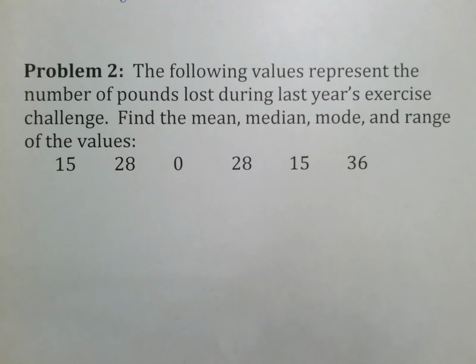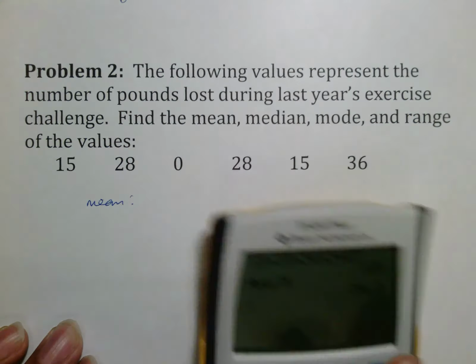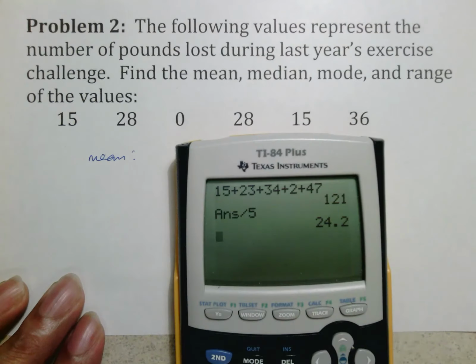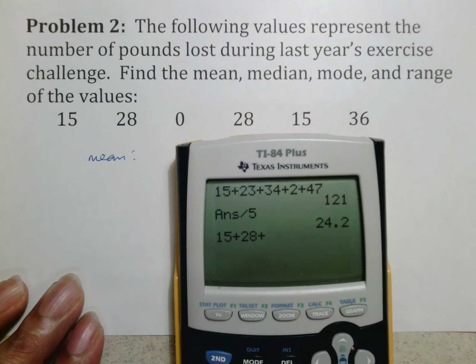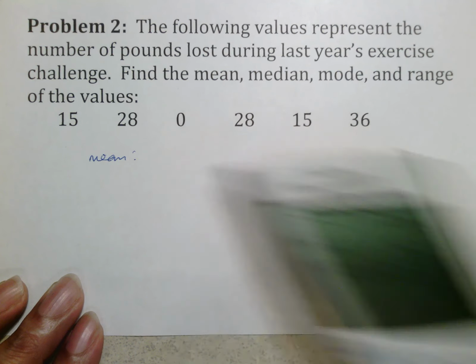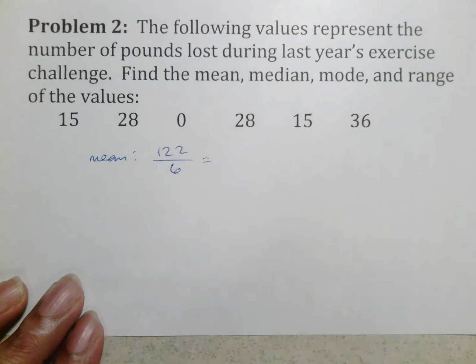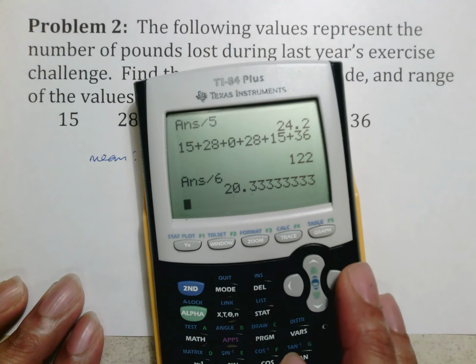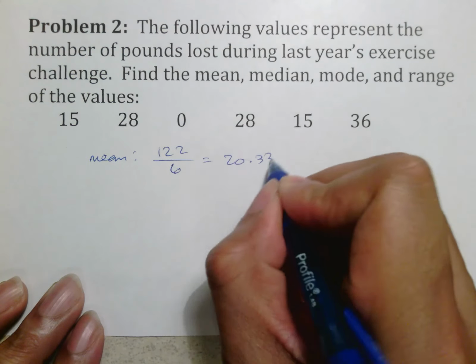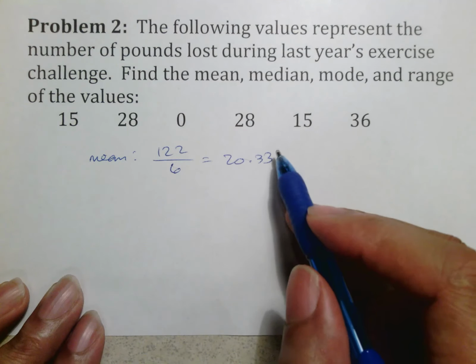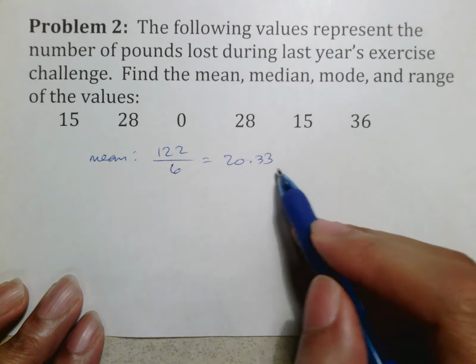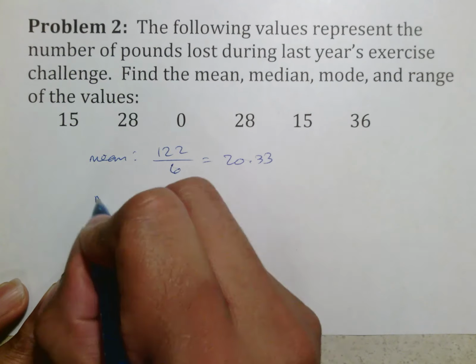Same thing: the following values represent the number of pounds lost during last year's exercise challenge. Find the mean, median, mode, and range of the values. Again, to find the mean, the first thing I do is add everything up. So I will do 15 plus 28, 0, which I didn't need to type in, 28, 15, 36, which is 122, and I divide that by 6, and I get the answer of 20.33. Typically if it goes past 1 digit, we stop at 2. Just make sure you round appropriately, but that would be our mean.